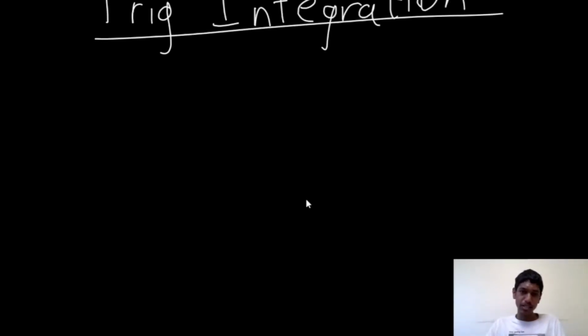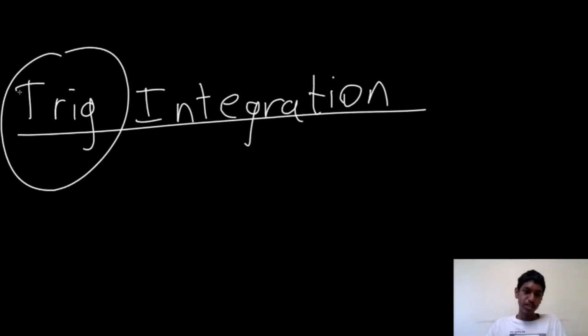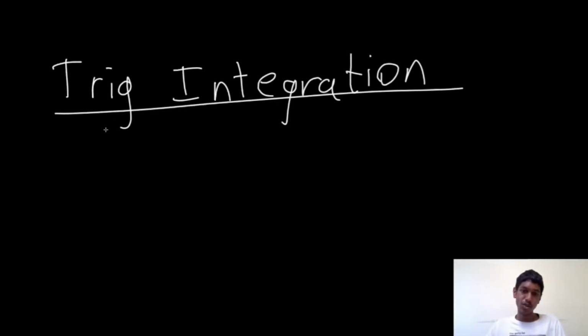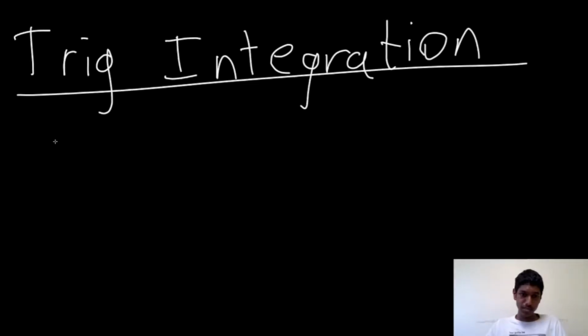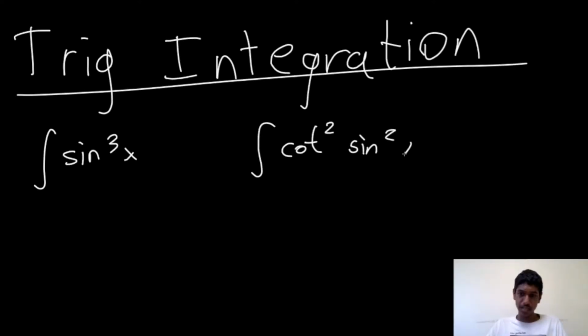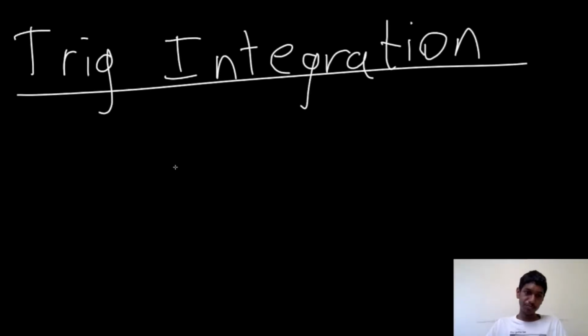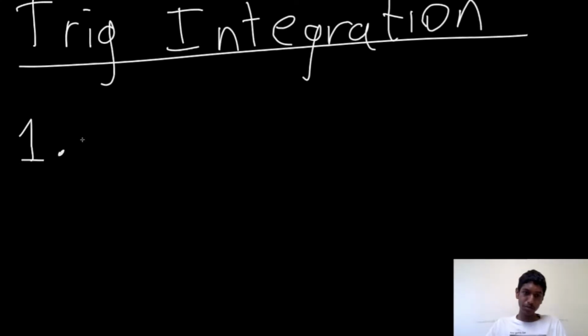In this one, we're going to be covering trigonometric integration. This topic isn't explicitly covered in the AP Calculus syllabus, but it is covered in most other calc classes. So with this we can handle things like sine cubed x, or cotangent squared, sine squared x, or random combinations of trig functions like that. The first and probably most important strategy is U-substitution with some setup.